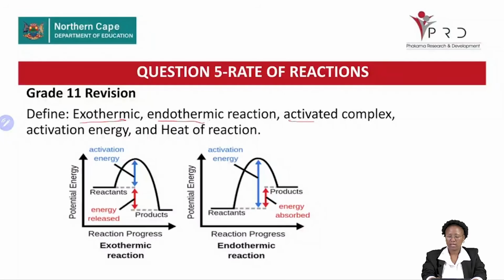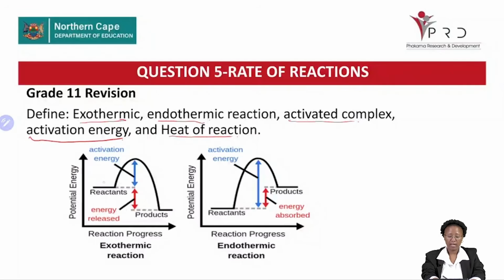So also look at definitions such as activation complex as well as activation energy. We know that activation energy is the minimum amount of energy needed to start the reaction, and also know what a heat of reaction is. Go back and look at the graphs of the exothermic as well as the endothermic graph. Over here, I've attached 2 of the graphs so that I can remind you how they look.